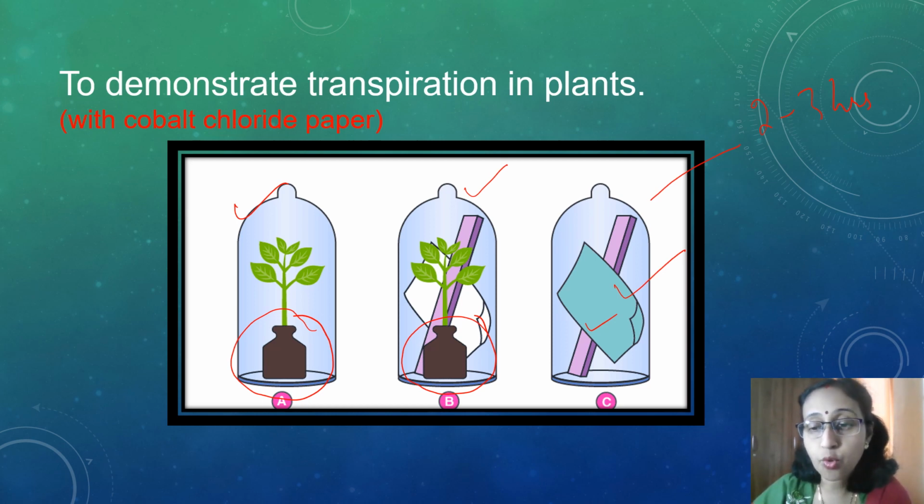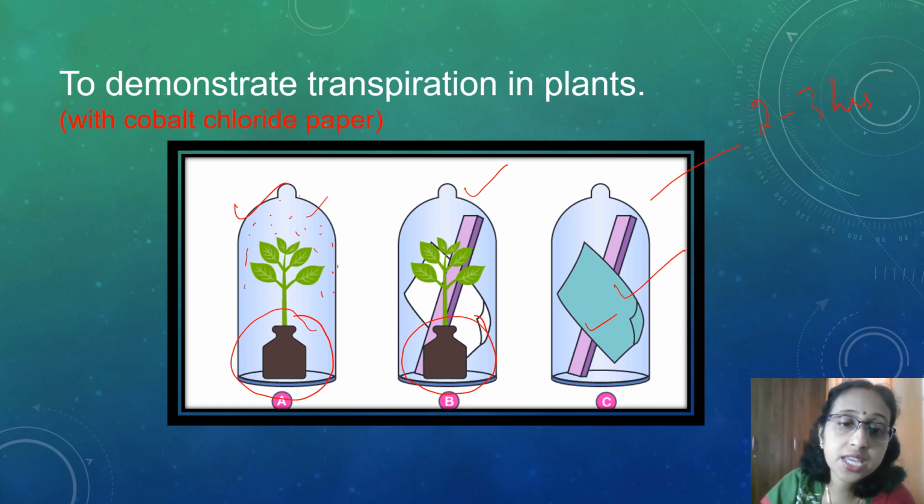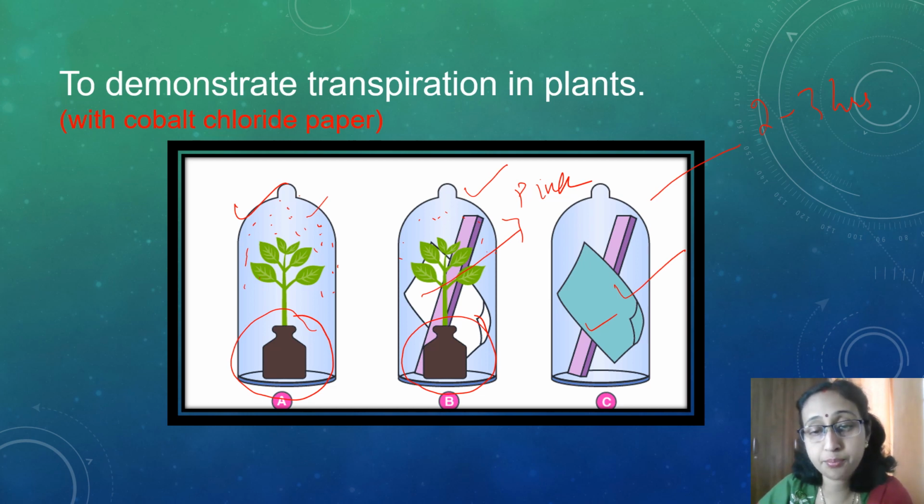So what is the observation after 2 to 3 hours? In the first one, we can see droplets of water vapor throughout the bell jar. These droplets are condensing. Now in the second one we can see these droplets of water vapor as well, and this paper is turning pink in color. The cobalt chloride paper has absorbed some moisture, which is due to the transpiration which has happened in these plants after being kept for 2 to 3 hours under sunlight.